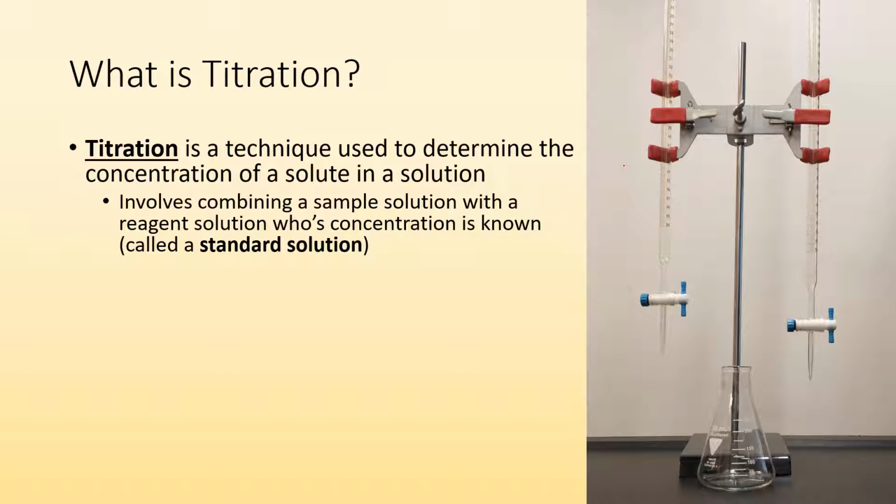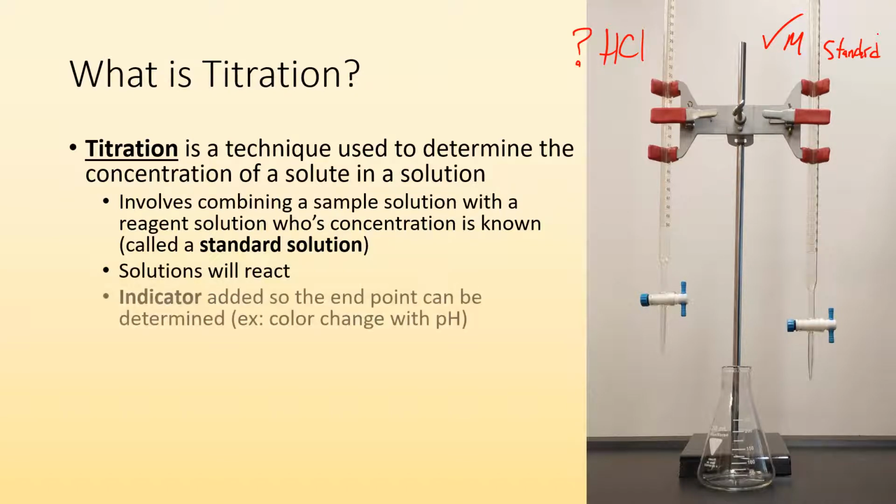So if we're trying to figure out HCl, and we don't know what the concentration is, well, then we're going to use one whose concentration we know to react with it. We call that the standard. So the standard is the one we know, the standard solution. The solutions will then react once we mix them together. Sometimes we have an indicator if it's needed, like a dye or pH indicator, depending on what we're reacting. That's going to indicate the end point, which is when they've perfectly reacted.